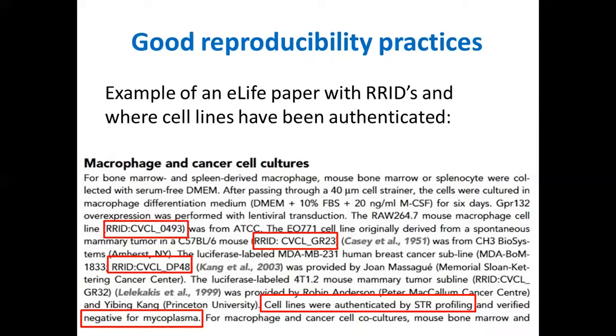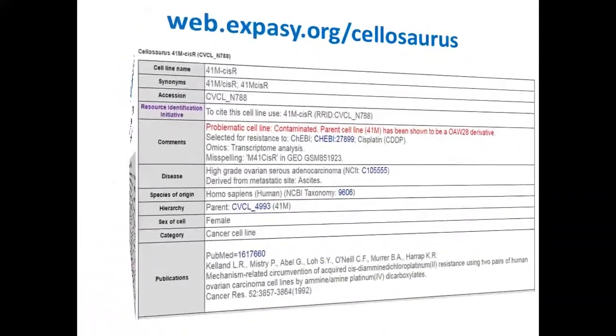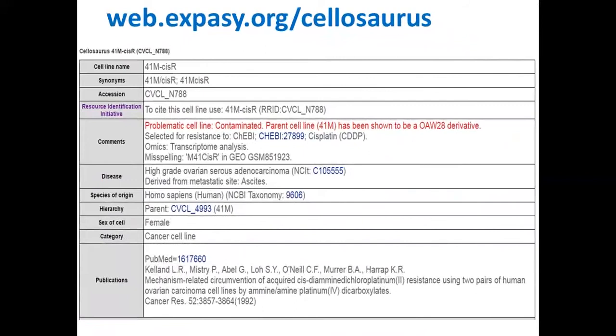There are more and more papers which have RRIDs thanks to the effort of the community and specifically the RRI initiative. Now here, I give you 2-3 screenshots of the Cellosaurus on ExPASy. Here it's a cell line which is contaminated, so it says in red, problematic cell line, contaminated. The parent cell line has been shown to be itself a derivative of another cell line. This one is a cell line which has been derived from a contaminated cell line. So as the parent cell line was contaminated, it inherits the fact that it is also contaminated. And of course, you see the disease associated with the cell line, that it's derived from a metastatic site, the species, the parent cell line, sex of cell, and so on, a reference.